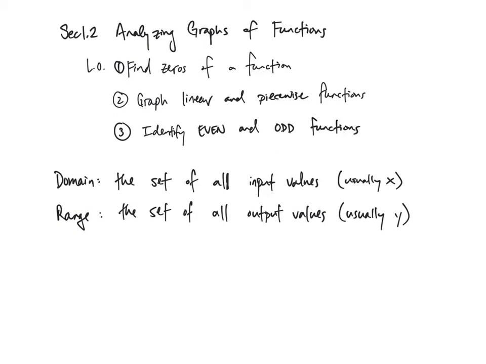All right, we're talking about section 1.2 now. You can see that the learning objectives are that you should know how to find zeros of a function, you should know how to graph linear and piecewise functions, and you should be able to identify functions that are even or odd functions, and of course what that means.